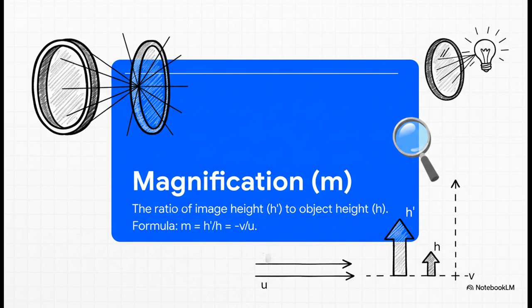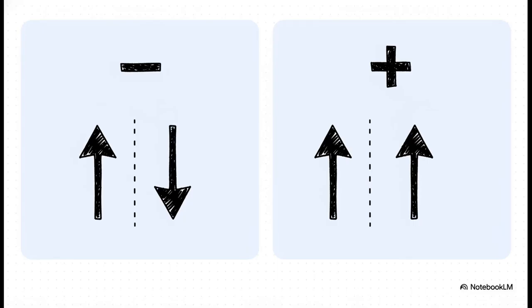But here's where it gets really powerful. Magnification is also equal to the negative of the image distance divided by the object distance. This connects the size of the image directly to its position. So elegant. But you know what's maybe the most powerful thing here?